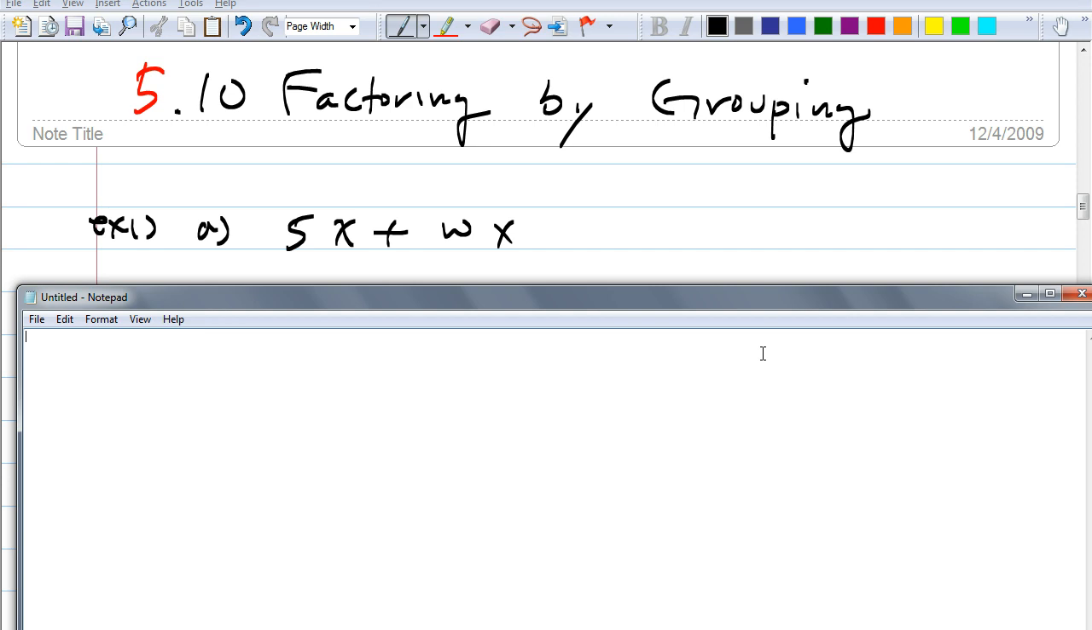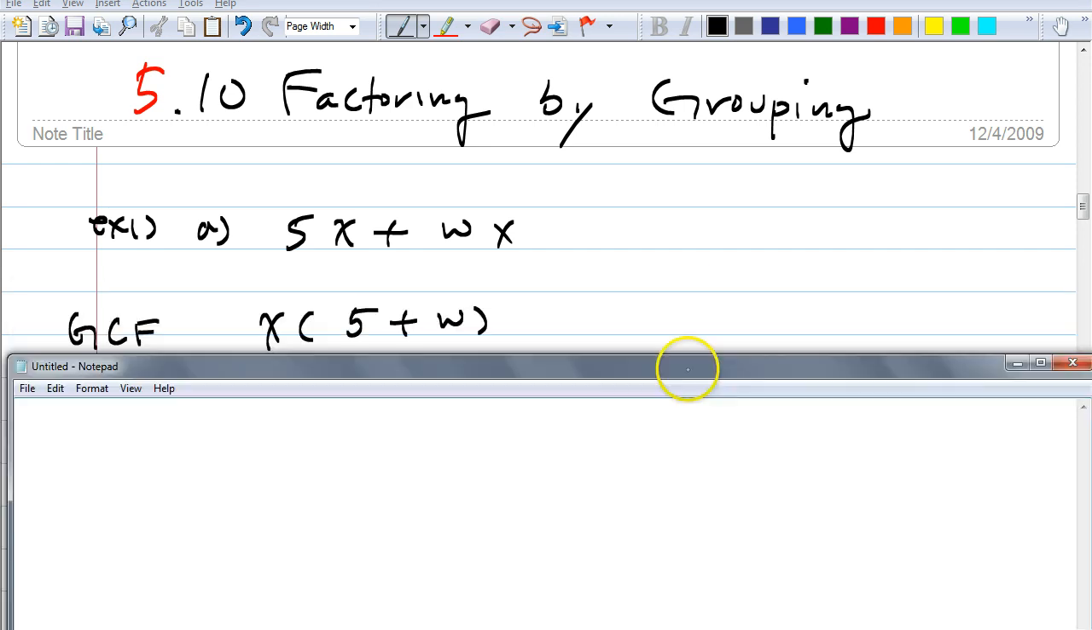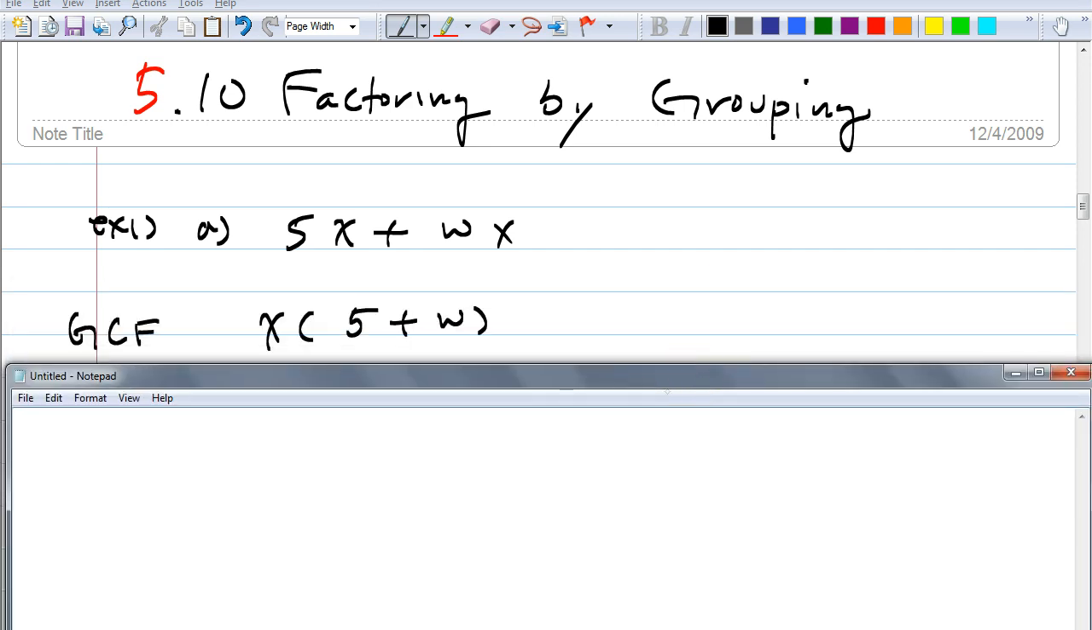Everybody, what's the GCF of this polynomial? x. So, Eric, tell me what to write. x times what gives you 5x plus wx? Is it x parentheses 5 plus w? Exactly. Isn't that how you factor? You factor out your GCF. This is very simple. Now, of course, you need to check inside. Does this factor, 5 plus w? No. So you're done.